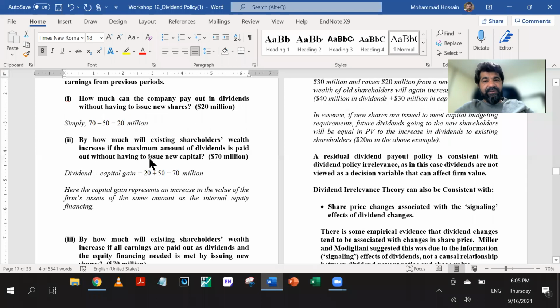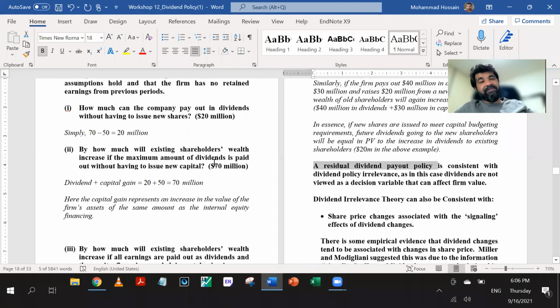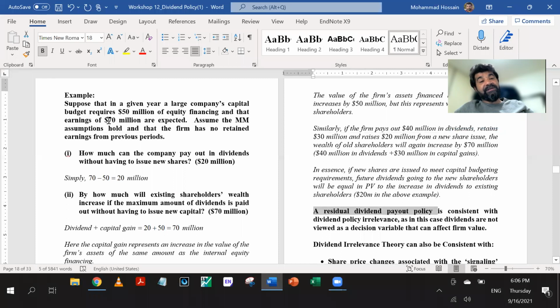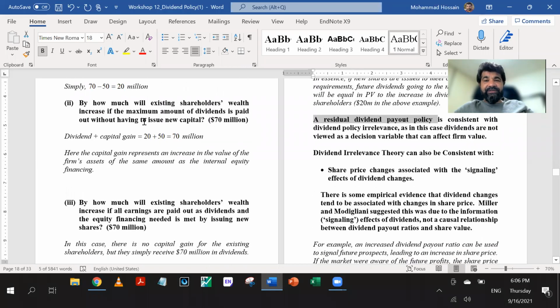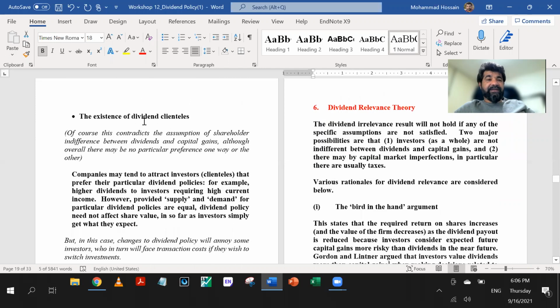So here you can see which policy they have used here. They use residual dividend policy here. Residual dividend payout policy is consistent with the dividend policy relevance. So how much is left over, that's what they're going to pay. So the company made $70 million of profit. They need 50 million for reinvestment. The leftover will be 20 million. Pay this 20 million to shareholders. All right.